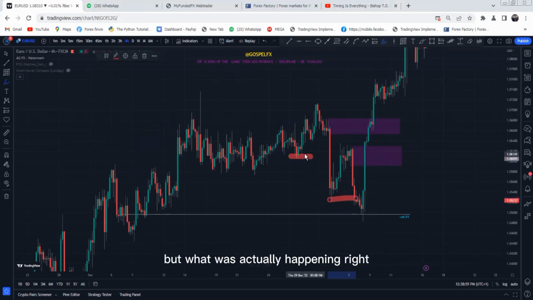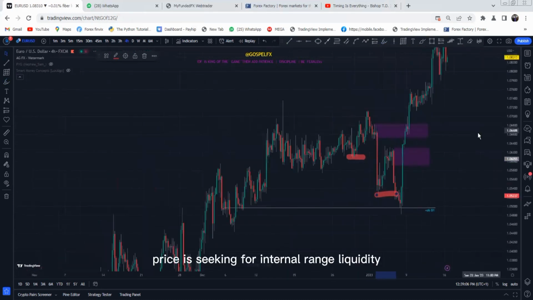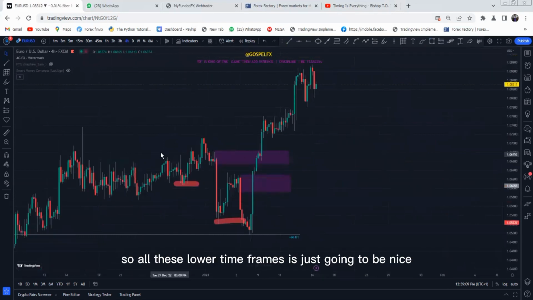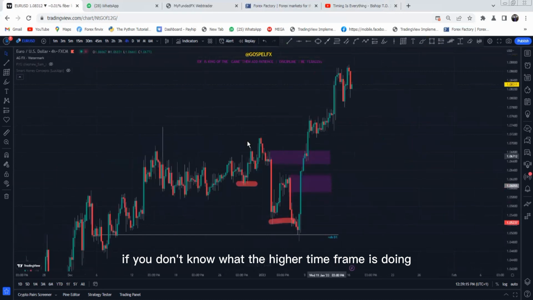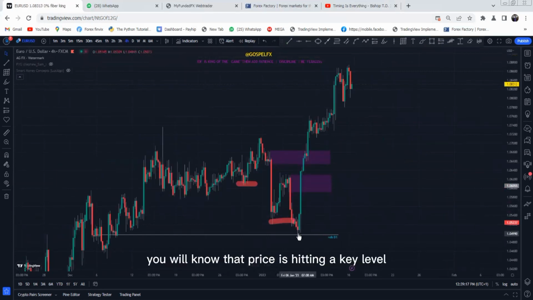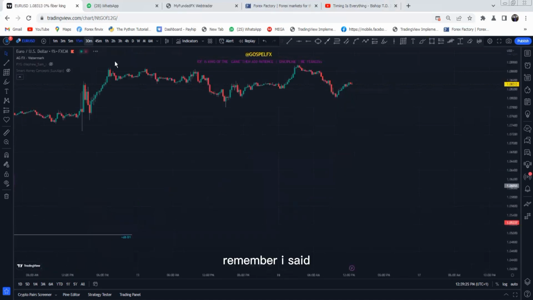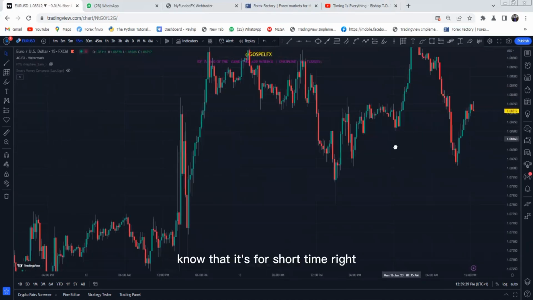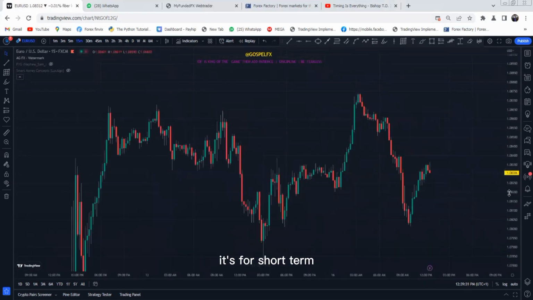You all of them had break of structure and break of structure. But what was actually happening? That's the question you're supposed to ask. What is actually happening in the market? Price is seeking internal range liquidity, and it's respecting a daily bullish order block. So all these lower time frames are just going to be noise if you don't know what the higher time frame is doing. Even if you were selling, you will know that price is hitting a key level on a higher time frame, and that should make you cautious of what you are doing. Remember, I said if the institutional order flow is bearish and you are buying, know that it's for short term.